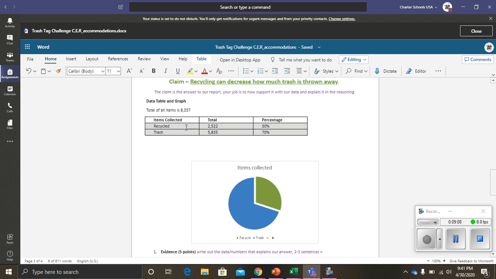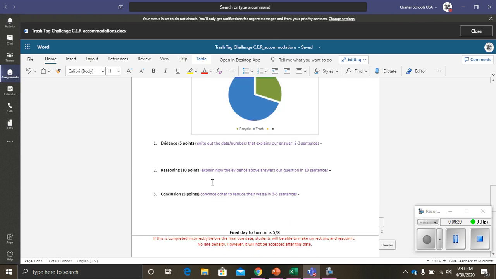All of this is waste. This much is waste. Okay, 30% of that can be reused. And then you get into more detail about how it can be recycled, how to properly recycle. Okay, you're using that information. Now, for your conclusion is where I want you guys to try to convince somebody else to reduce their waste.